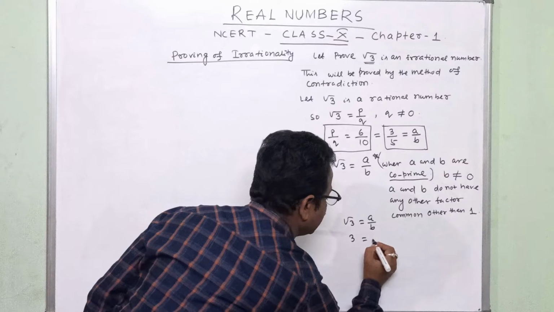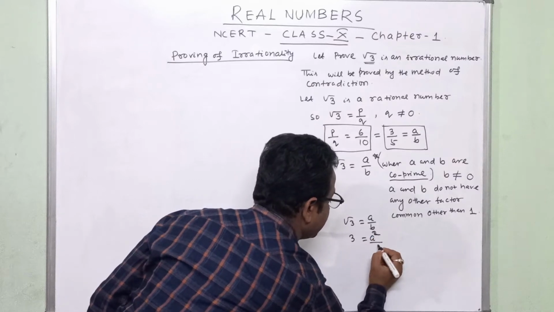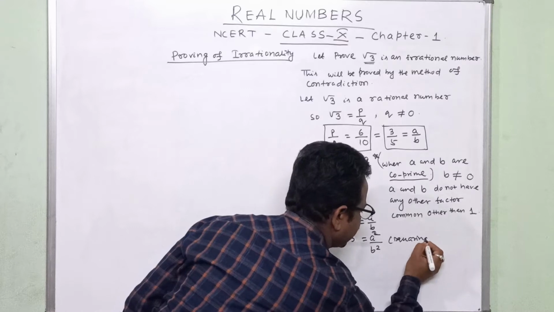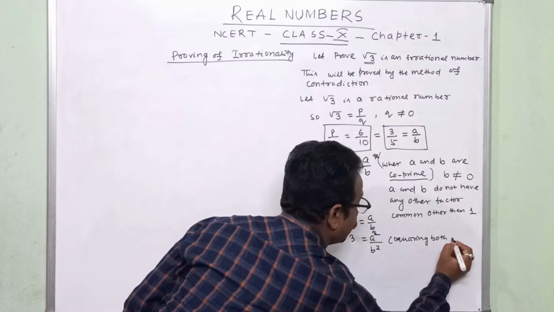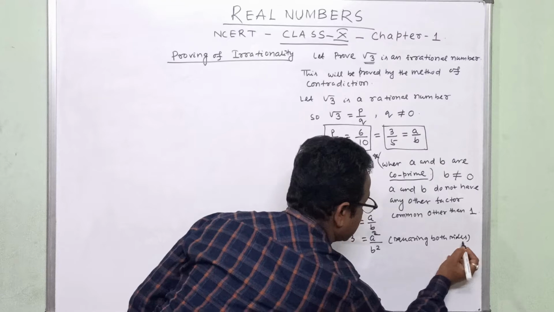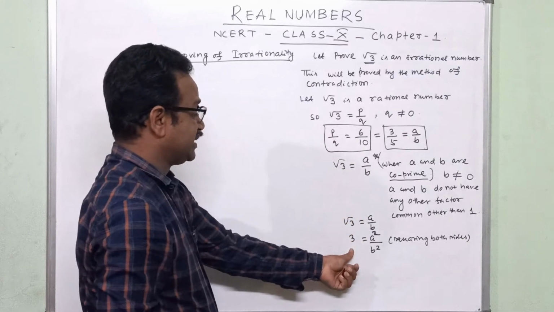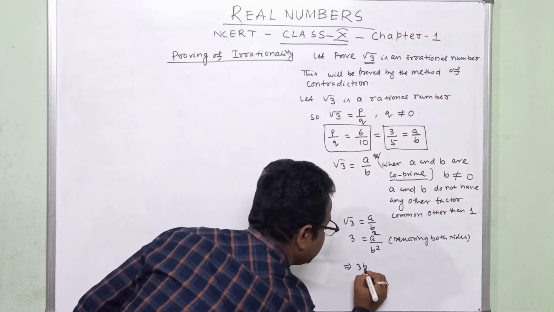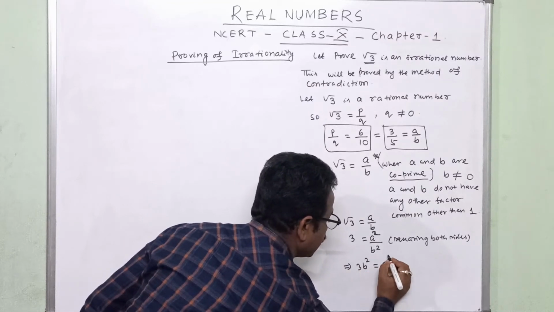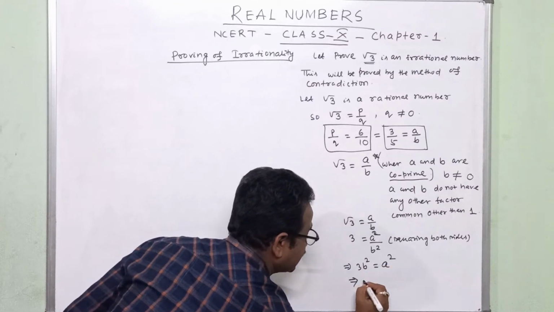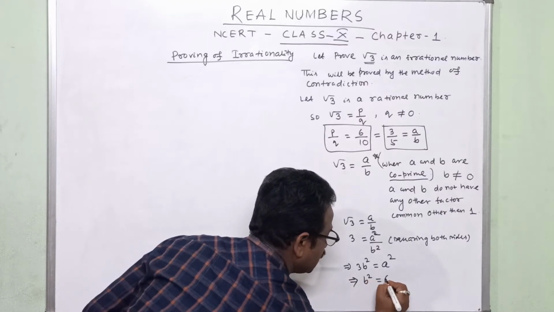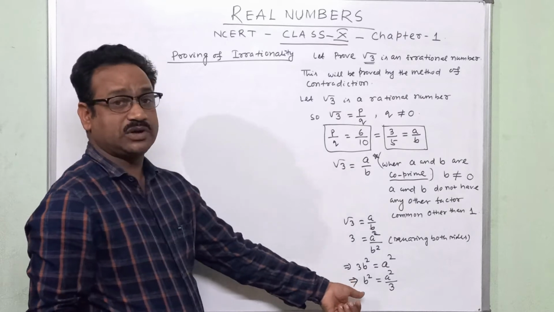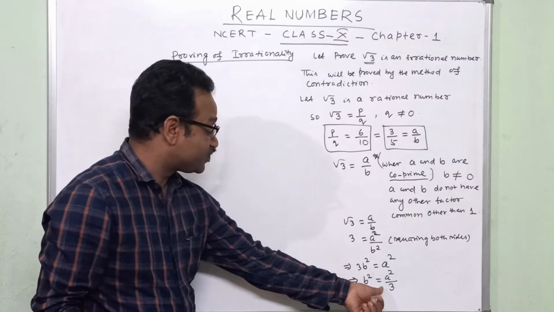Now we'll see root 3 is equal to A by B. Squaring both sides, 3 is equal to A square by B square. That implies 3B square is equal to A square. That implies B square is equal to A square by 3.